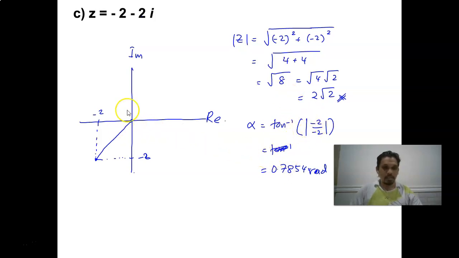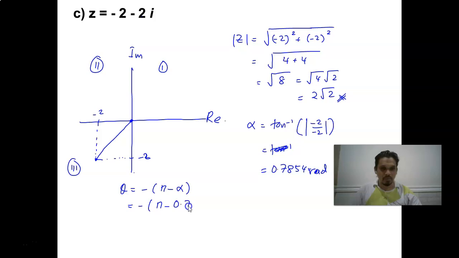So then, this is the third quadrant: first quadrant, second quadrant, and the third quadrant. Okay, so then here now, in the third quadrant, theta equal to negative pi plus alpha. So in this case, it is negative pi plus 0.7854, which gives you negative 2.3562 radian. Okay.